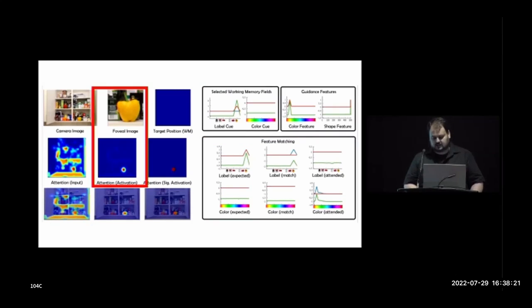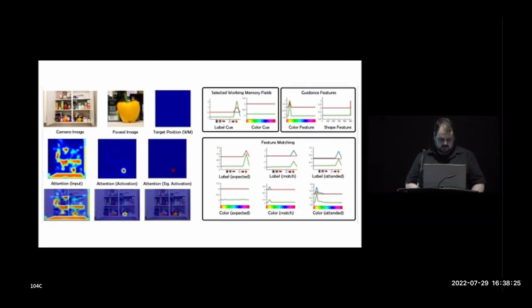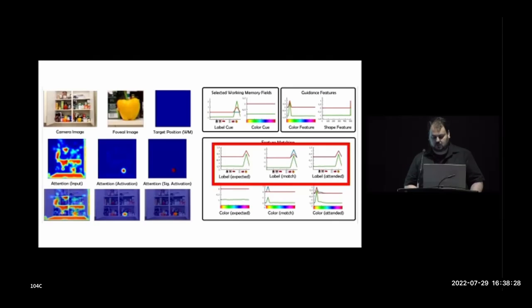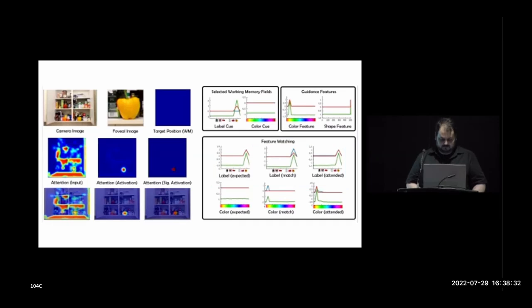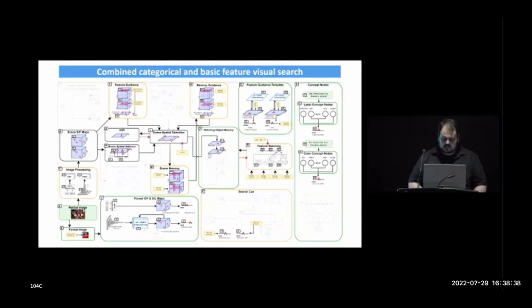A salient location is attentionally selected and the object category is detected. The expected and attended object category matches, so it found a pepper. And the current location is committed to working memory. The next cognitive operation is visual search for target objects defined by a combination of category and color.